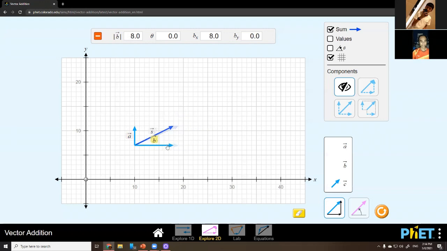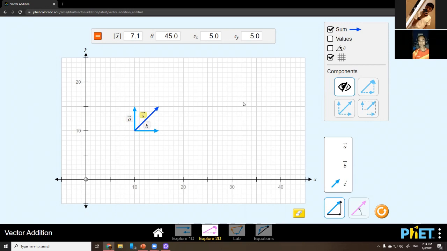If A and B have the same magnitude, you can see that it's 45 degrees. The chair will be moving 45 degrees to A or 45 degrees to B.